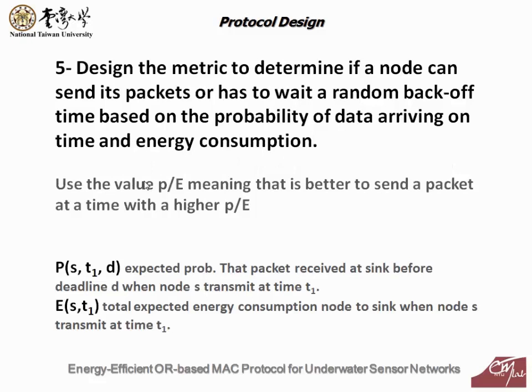And the fifth step is to design the metric to determine if a node can send its packet or has to wait a random backoff time, based on the probability of data arriving on time and energy consumption. The metric we are using is the value P, meaning the expected probability that the packet will be received at the sink before the deadline D, when the node S transmits at time T. And E is the total expected energy consumption from node to sink when node S transmits at time T.